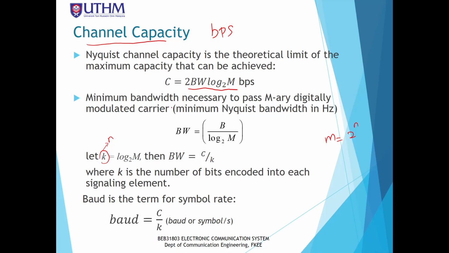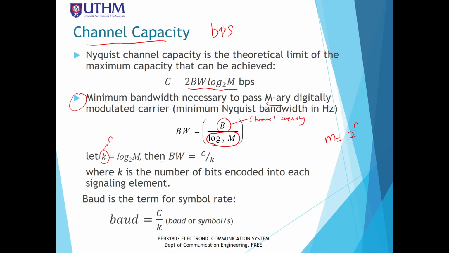Therefore, the minimum bandwidth necessary to pass the M-ary digitally modulated carrier, which is the minimum Nyquist bandwidth in hertz, is equal to B over log 2 of M. B here is the bit rate, and the maximum B is the channel capacity, divided by log 2 of M. This refers to the number of bits used in the system, so if you do log 2 of M, you find the number of bits.